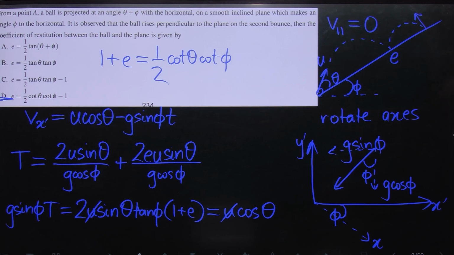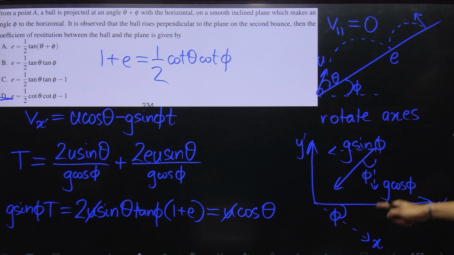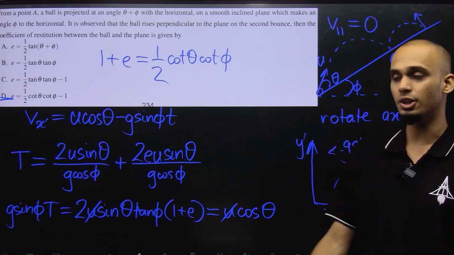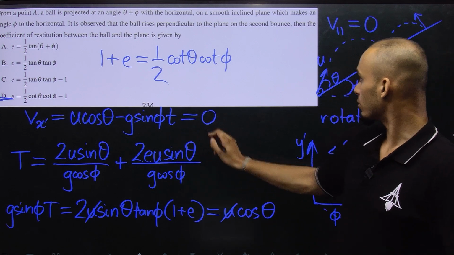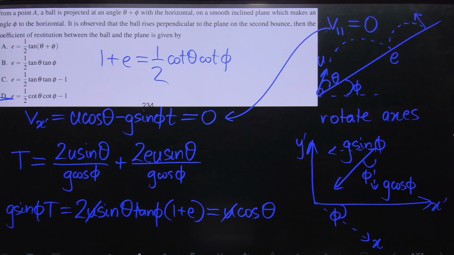But as long as you can see that as the ball rises perpendicular to the inclined plane, the parallel component of velocity will go to 0. You will immediately be able to see that, okay, if I rotate the axis such that x dash, the new axis, is along the incline, then I can just simply take the x dash component of velocity to be equal to 0 for this condition, and hence you will exactly get the equation for the coefficient of restitution also.